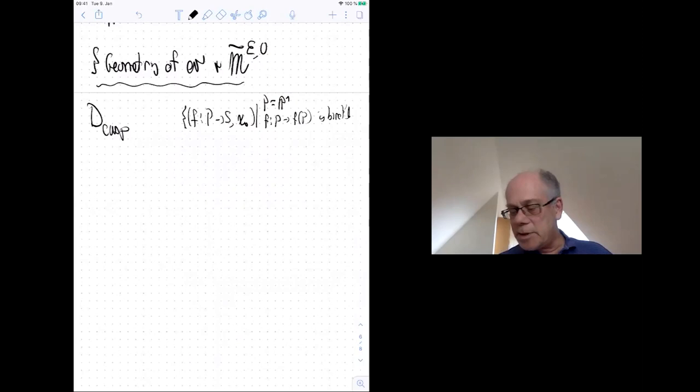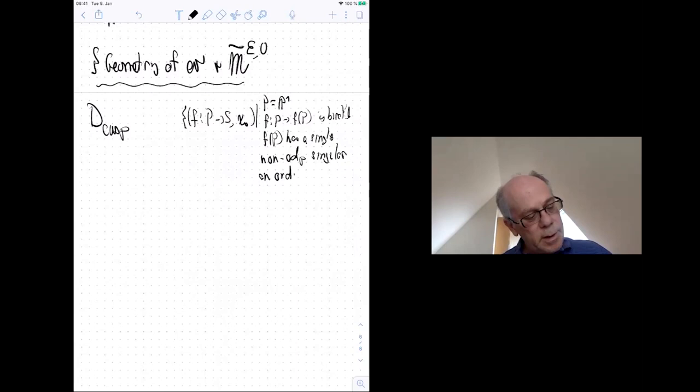Okay, and so it's not too far off from being an isomorphism. And in general, these will always have singularities, a number of ordinary double points, but this has one non-ordinary double point. So F of P has a single non-ordinary double point singularity, namely an ordinary cusp. So that's the set, and then I take its closure, and that turns out to be a divisor.